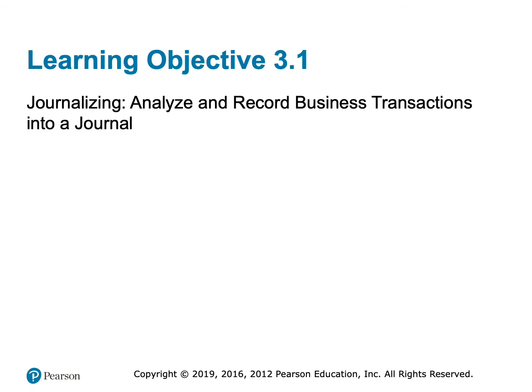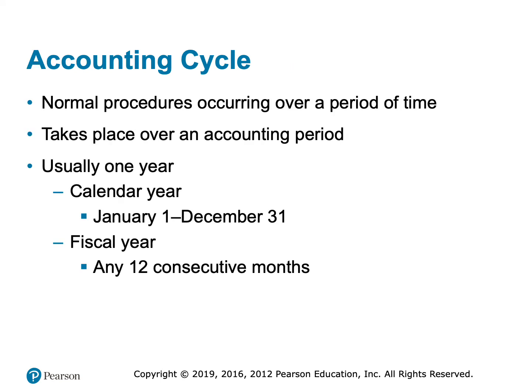So, we're going to start off by looking at the beginning of the accounting cycle. An accounting cycle is whatever normal procedures we take over a period of time. Usually this is 1 year. So we can either use a calendar year, January 1 to December 31, or we can use what's called a fiscal year. A fiscal year is any 12-month period. A lot of times companies will start their accounting year in the first month that they start operations.